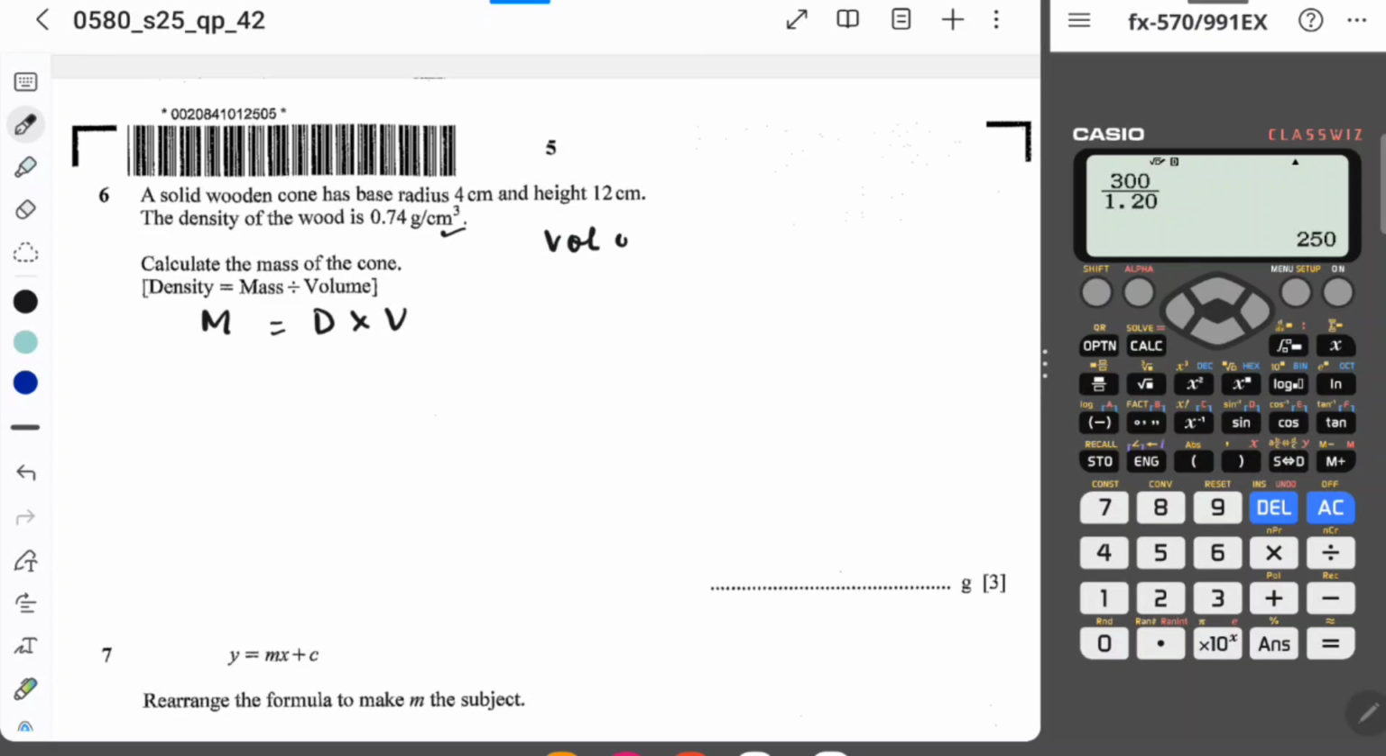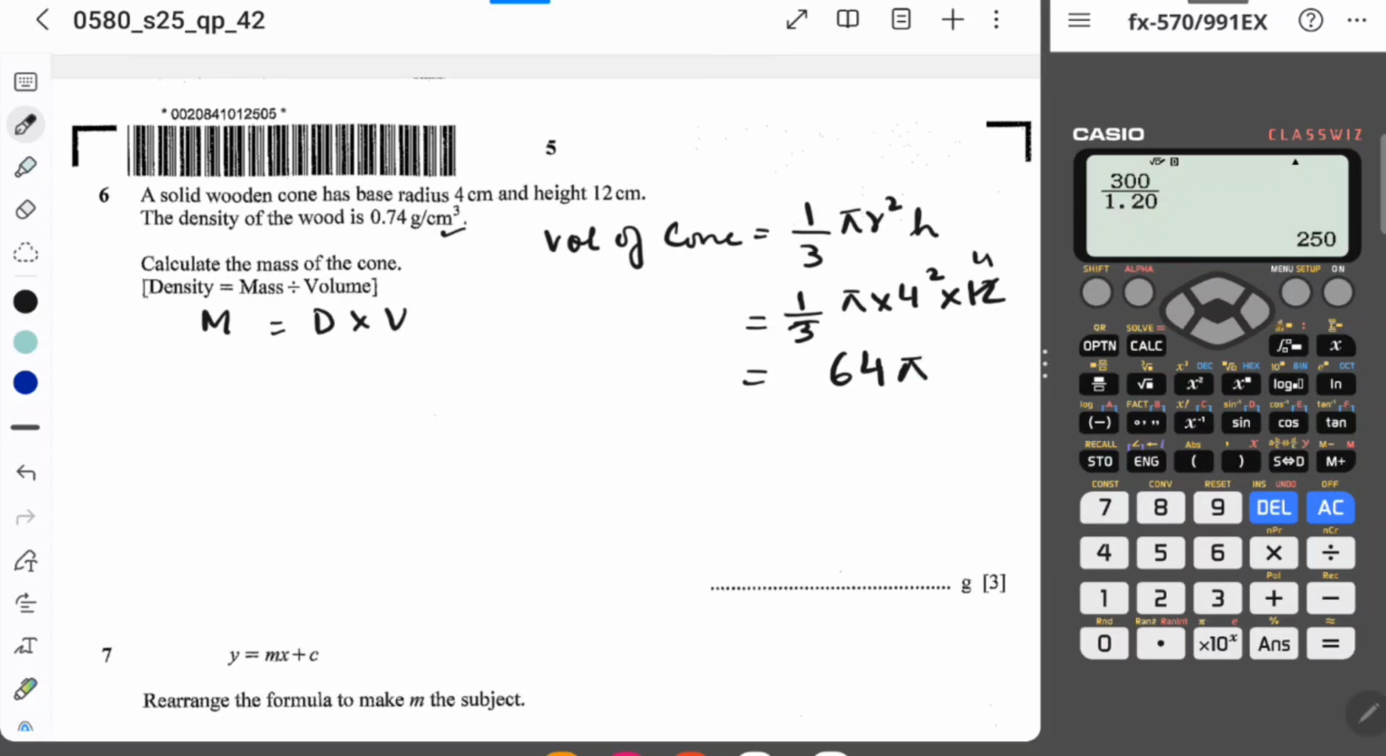For a cone, the volume of the cone is, we know that it is a circular base pyramid, 1/3 pi r square h, and you can check it in your formula sheet, it is also available there. Otherwise, remember the formula as well. 1/3 pi 4 square and 12 centimeters is the height, and then 3 times 4 is 12 and 4 cube is equal to 64 pi. Alright, so the volume of the cone is 64 pi centimeter cube. Mass is equal to density multiplied by volume. Mass is equal to 0.74 times 64 pi.